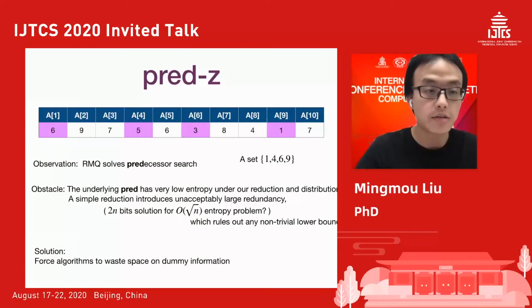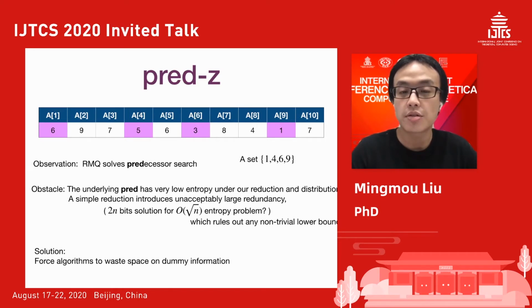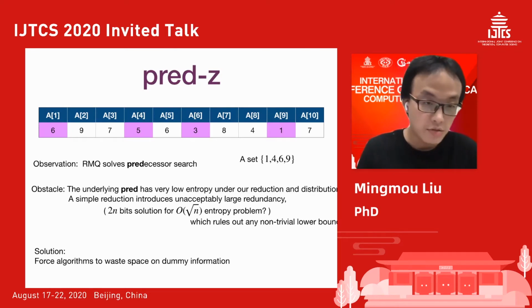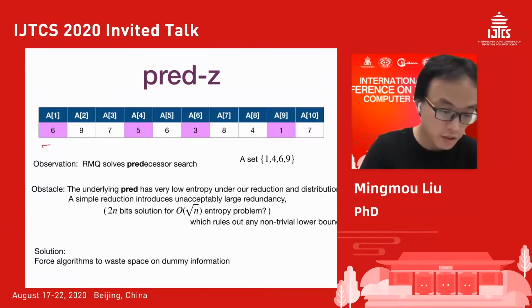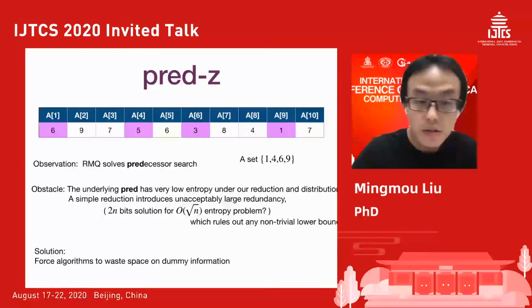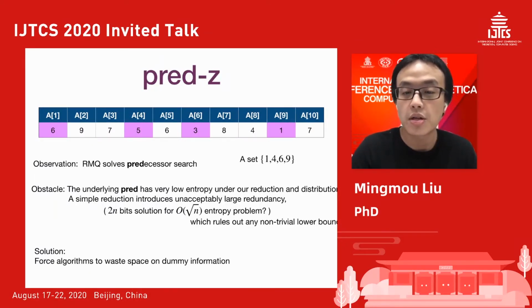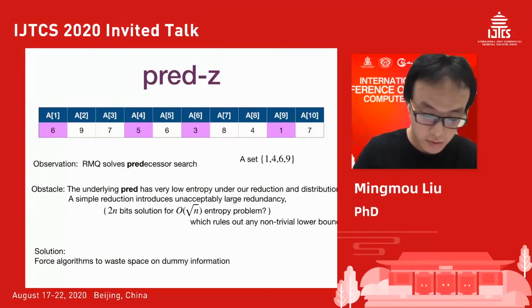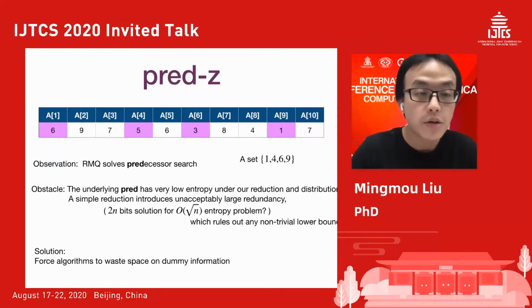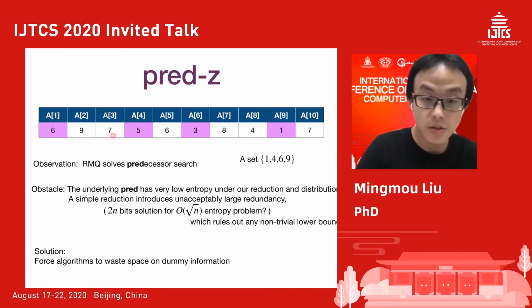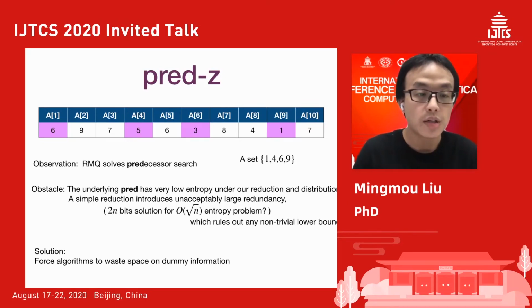Okay. The starting point is very simple. We observe that the RMQ becomes predecessor search if one end of the query range is fixed. For example, if the left end of the queries is fixed to 1, this problem becomes a predecessor search with database 1, 4, 6, and 9. In particular, the answer of any query with right end less than 4 will be 1. So it suffices to prove a lower bound for the underlying predecessor search.